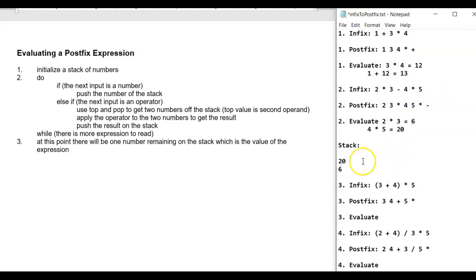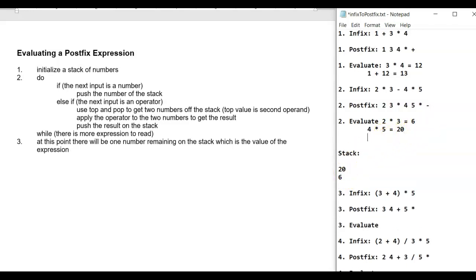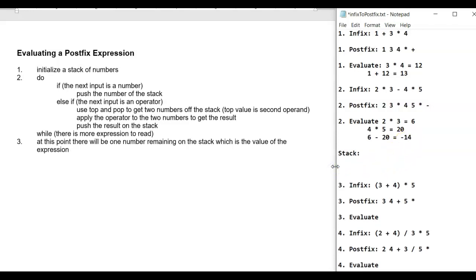And then we've got subtraction. So we have 6 minus 20 now, right? We pop both those guys off. We apply the operator. And that's going to give me minus 14. When I take those off the stack, now my stack is empty. And I'm going to go back to infix and check this. 2 times 3 is 6. Minus 4 times 5 is 20. Right? Minus 14. Okay?